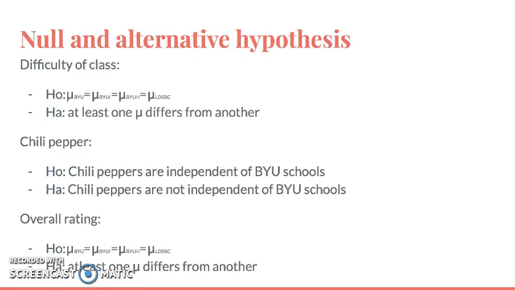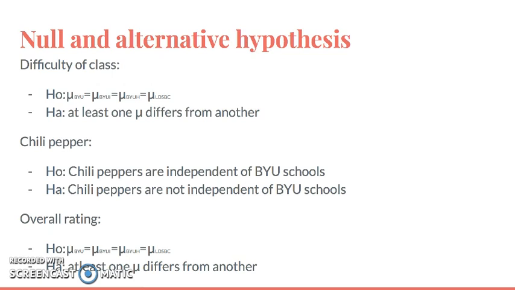So now we're going to look at our null and alternative hypotheses. With our study, we looked at many different things, but first we looked at the difficulty of the class. Our null hypothesis is that the mean of BYU equals the mean of BYU Idaho, which equals the mean of BYU Hawaii, which equals the mean of LDS Business College. And the alternative hypothesis is that at least one differs from the others.